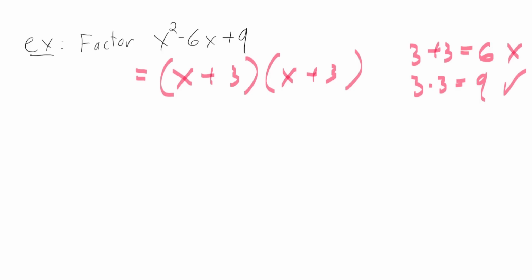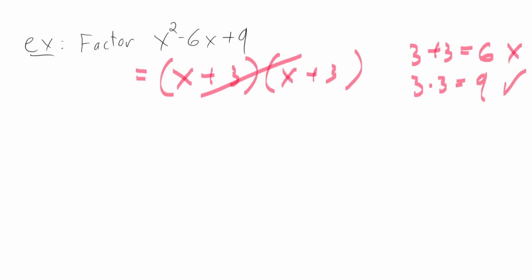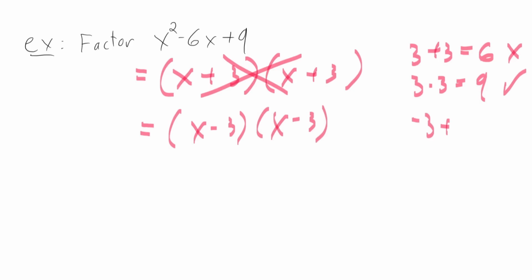So this would give me, if I were to expand it out, x squared plus 6x plus 9. I want minus 6x. Well, thankfully, I can change this rather easily. This is wrong, but x minus 3 times x minus 3 works. Okay, so minus 3 plus minus 3 is minus 6. Good. And minus 3 times minus 3 is still positive 9, right? Because the negative signs cancel when I multiply. So this gives me exactly what I need.